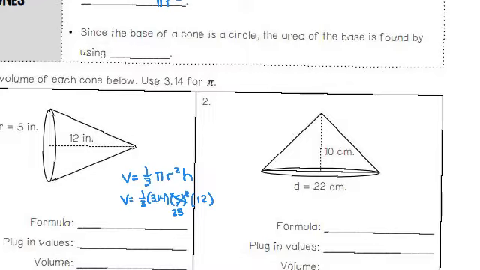Now I'm just going to put this in my calculator again. I'm just going to do 3.14. Mrs. Evans, you forgot the 1/3. Just hang there with me. 3.14 times 25 times 12 is 942, and then here's the trick: you're going to divide by 3.